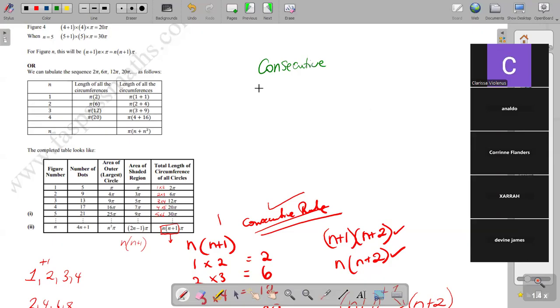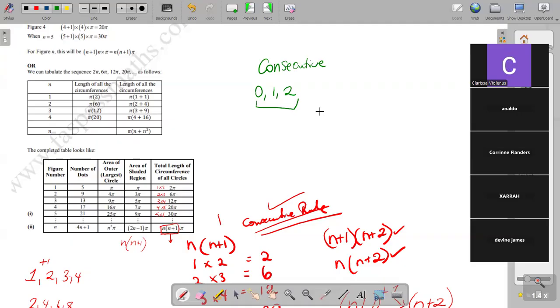So for example, if I ask what are the first three consecutive whole numbers? The first whole number is 0. So what will be after 0? 1. What will be after 1? 2. Everybody see that? So this is what you call consecutive, back to back to back.